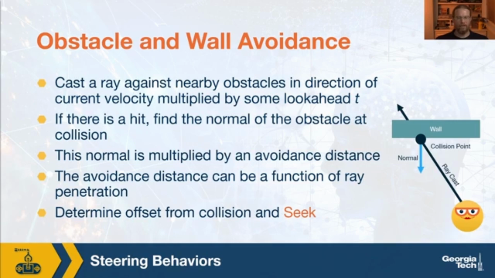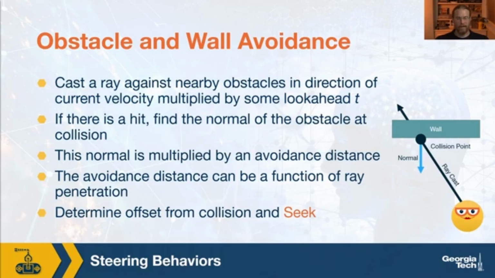So we also might want to avoid obstacles or walls. In those cases, we're going to cast a ray that's based on the current velocity multiplied by some look-ahead amount of time. That look-ahead t you'll generally determine empirically, just test things out. Well, what's appropriate will probably vary with how quickly your agent can turn or accelerate away from a pending collision. And so you tune it until things look good, basically.